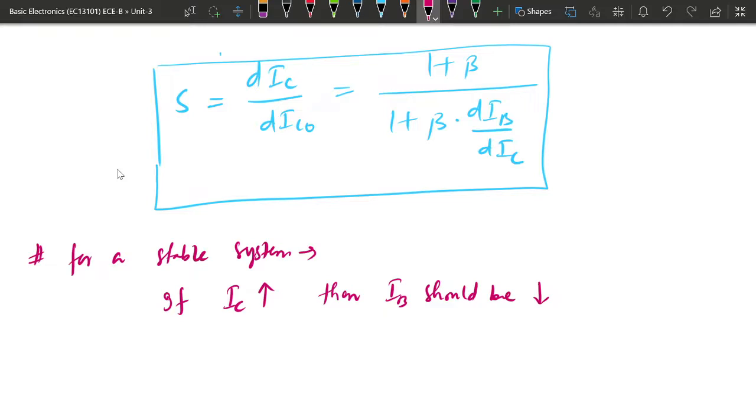Okay, so we get the concept that del IB by del IC should be less than 0, because these two have opposite nature. That means the differentiation of these two should be less than 0. Then the system should be stable.